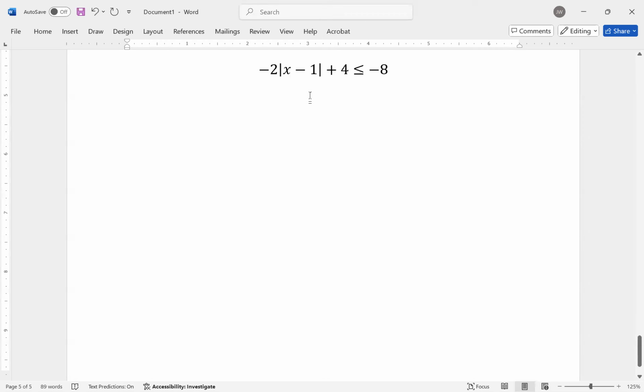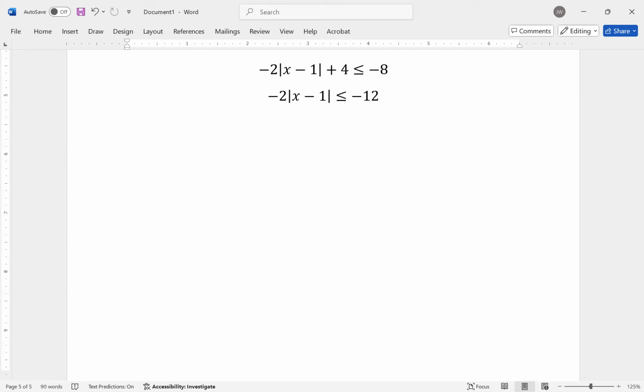In this one, to isolate the absolute value, the first thing I would do is subtract 4 from both sides. So that would give me -2 times the absolute value of x minus 1 is less than or equal to -12. Again, -8 minus 4 gives me a -12. Then I would divide by a -2.